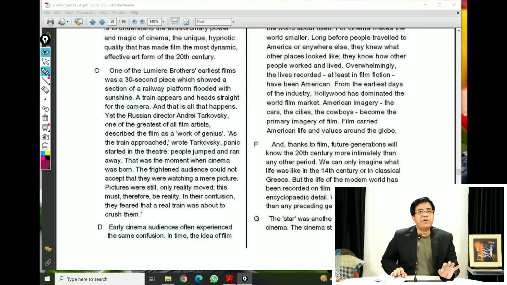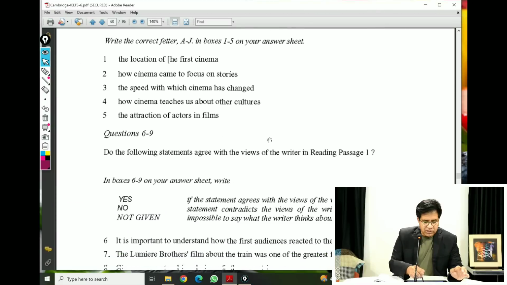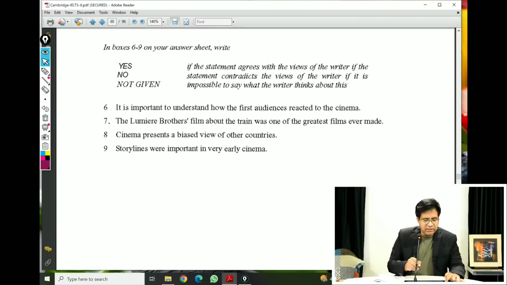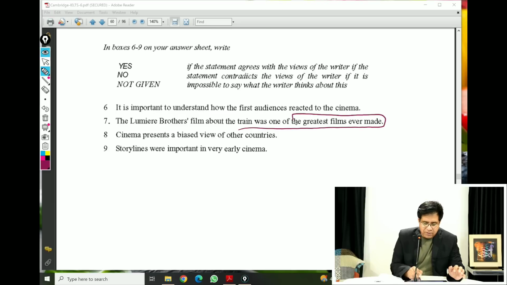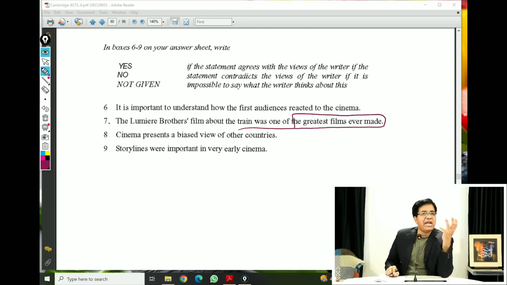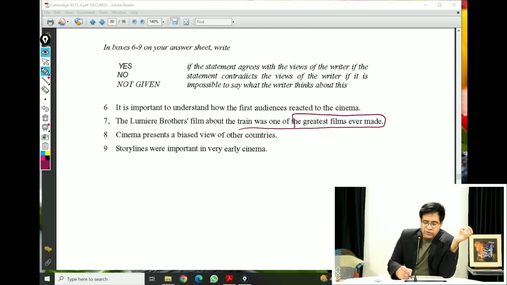So they didn't tell us whether the movie was a super hit or a flop, right? We go back and just see what the answer to this question should be. Yes, that's right. They say the Lumiere brothers' film about a train was one of the greatest films ever made. So there is no mention of greatest films ever made. That is why the answer is not given.